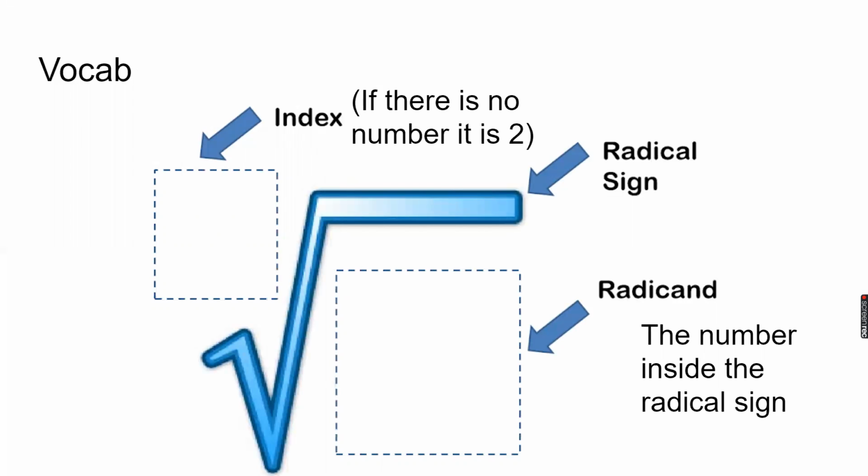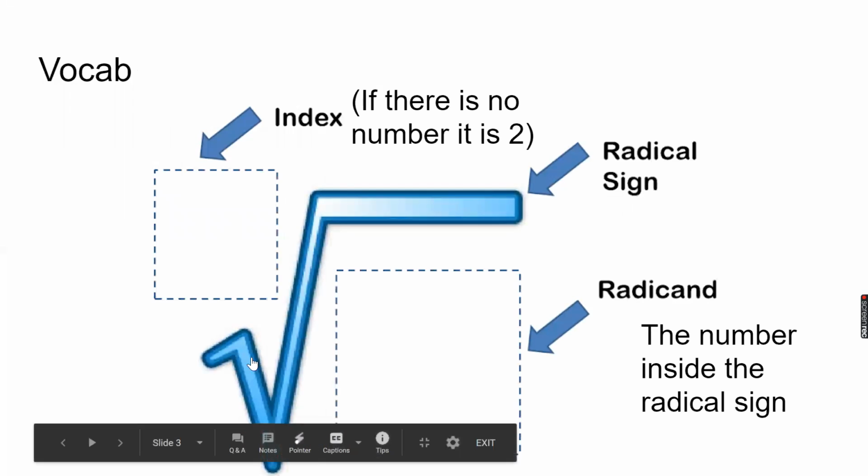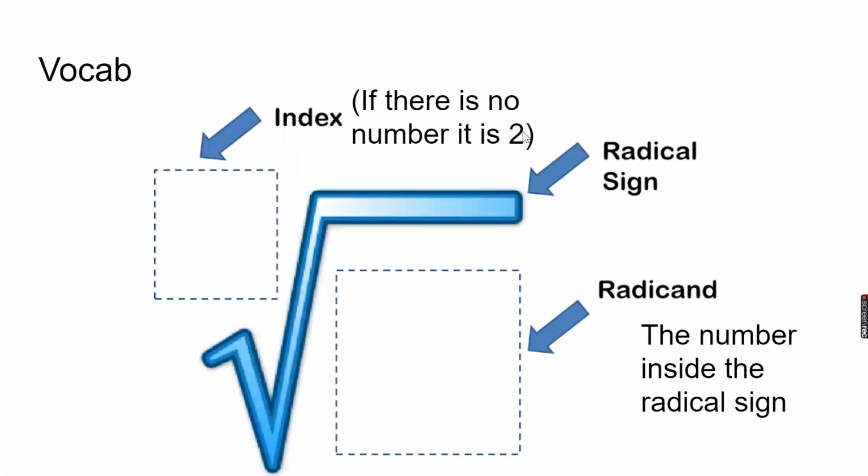We're going to go into some vocabulary. So for our index, that is going to be the number that's out front. If there's no number there, it's automatically a 2. So when you're looking at a square root, that's a square root because there's no number there, and that squared means 2. If there was a 3 out here, so let's put a 3 in that box, it's called a cubed root because cubed means 3, and this is our root. And that's called our index there.